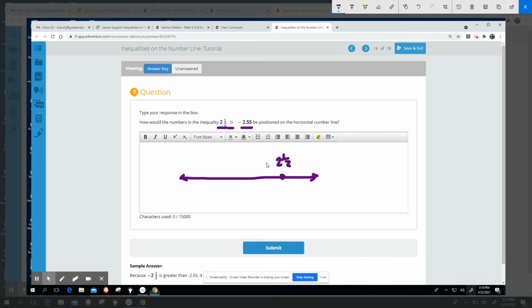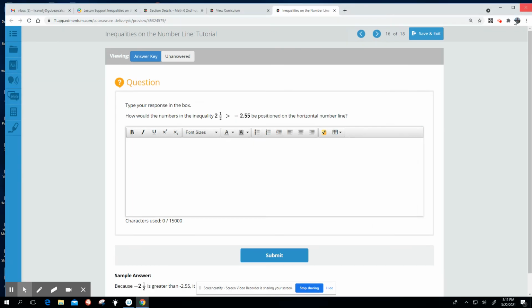So -2 1/2 is greater than -2.55. So it's going to be found to the right of the number of the less than number. So the fraction -2 1/2 will be to the right of -2.55 on the number line because it is the greater number.